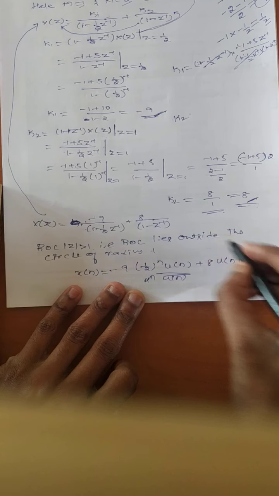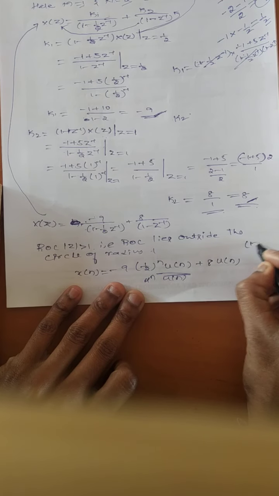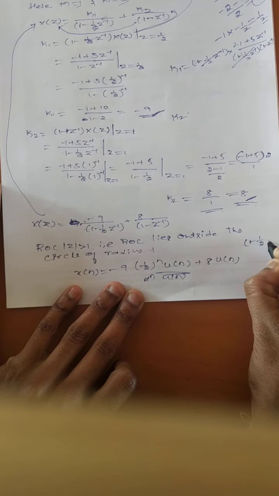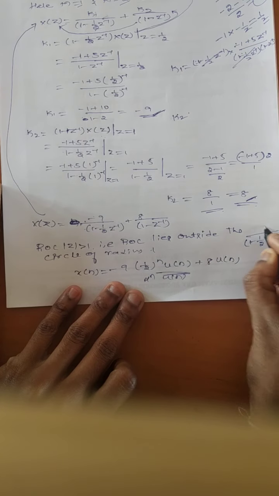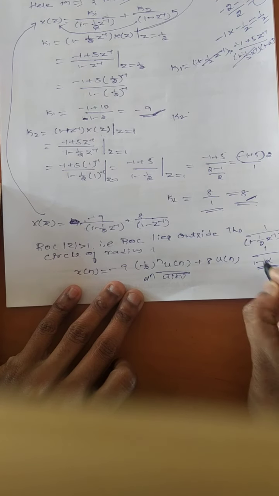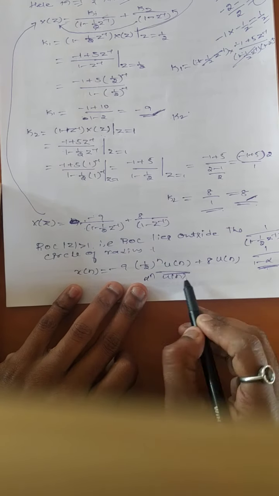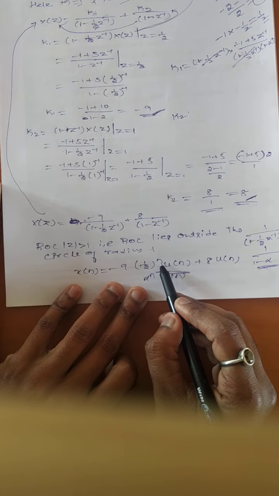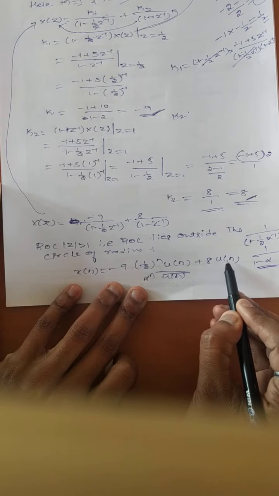This is a form of the infinite sum formula, 1 divided by 1 minus alpha. This is in this form. So that's why I have written it as minus 9 into 1 by 2 all to the power of n into u of n plus 8 into u of n.